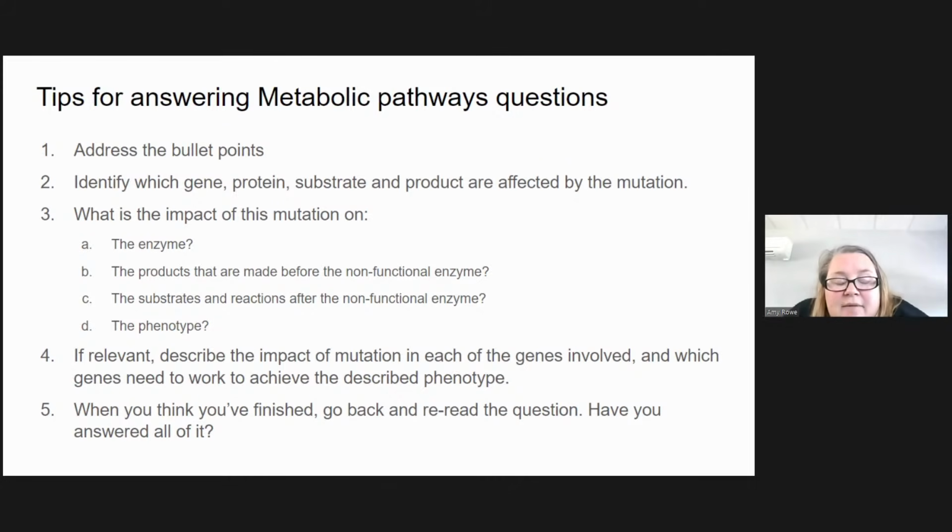And lastly, a good tip for all exam questions, when you think you're finished, go back and reread the question and check, have you answered all of it?